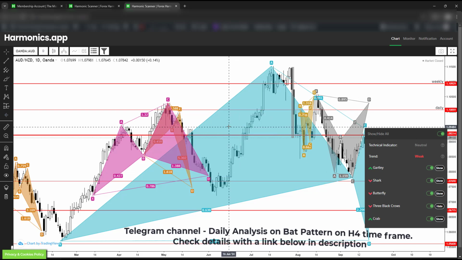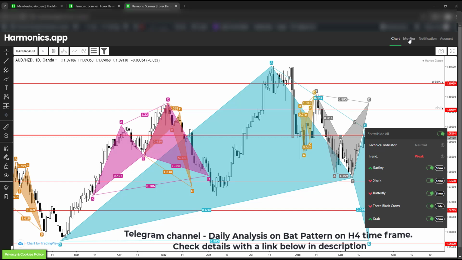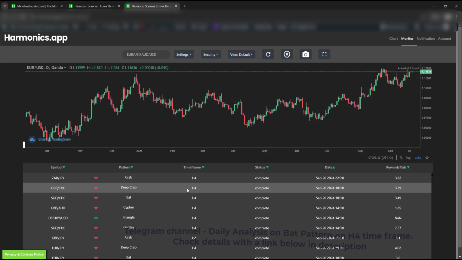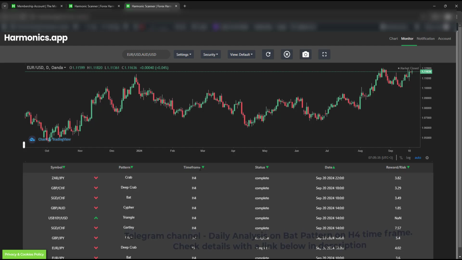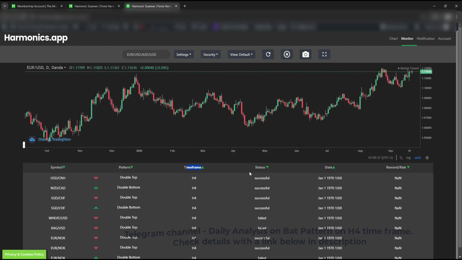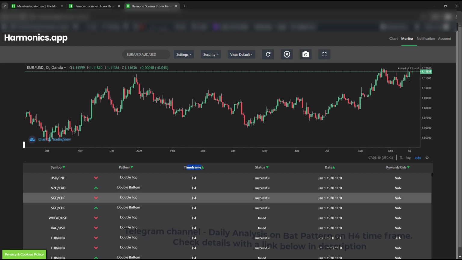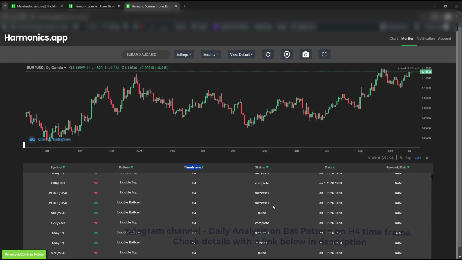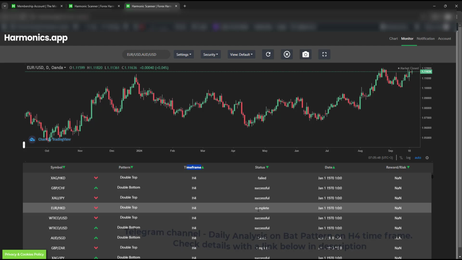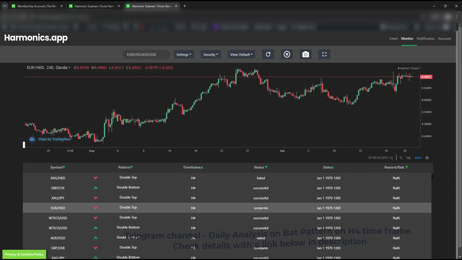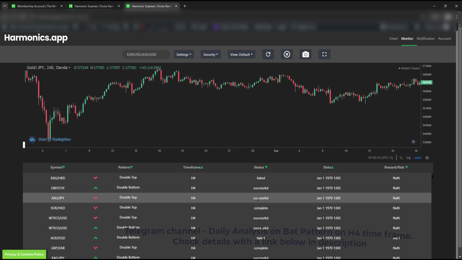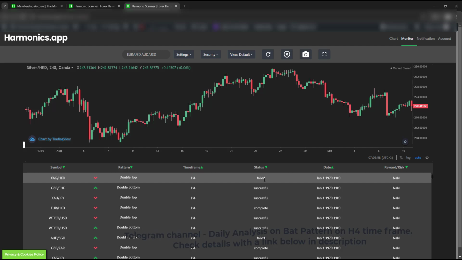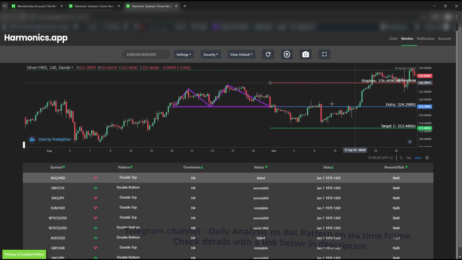When you move away from the chart, you have another tab, which is a monitor. Inside the monitor, you have a table with the list of all symbols and also the patterns that are being formed on the different time frames. You can see also their status, which is successful, failed, or you have more of them which are just being completed. You can see that it is complete. The ones that are complete are ready for trading. The successful one is one that has already reached take profit 2, and the failed one is the one that has reached the stop loss level.